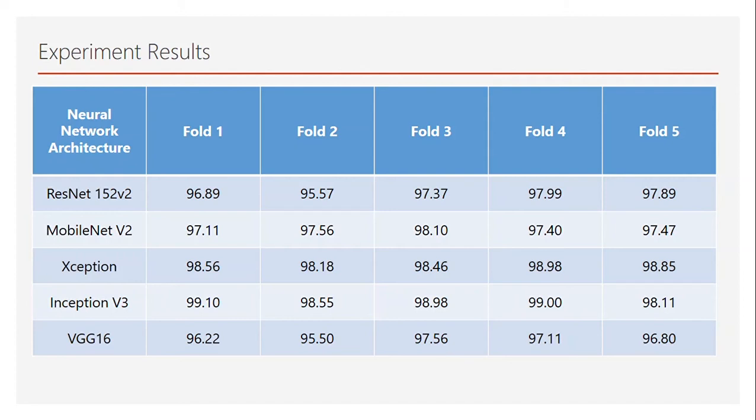For our VGG 16 network architecture, we got 96.64% average accuracy, and the minimum accuracy for VGG 16 is 96.22, and the maximum was 97.56% accuracy.